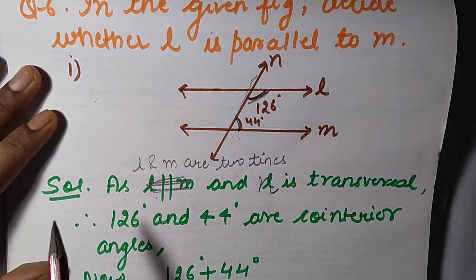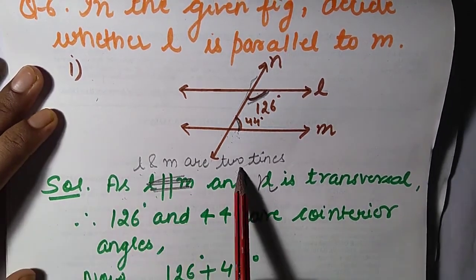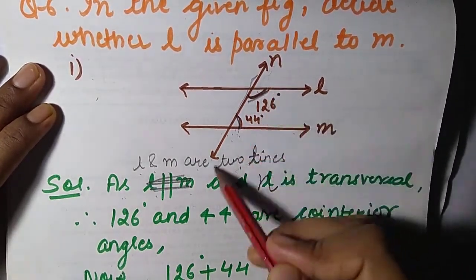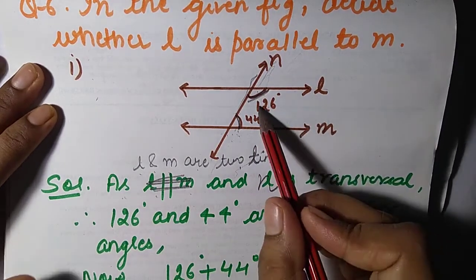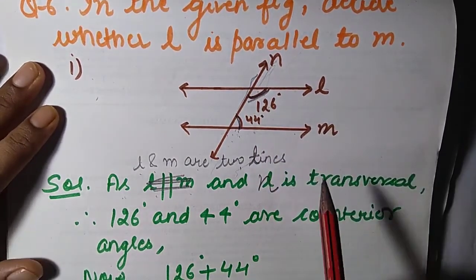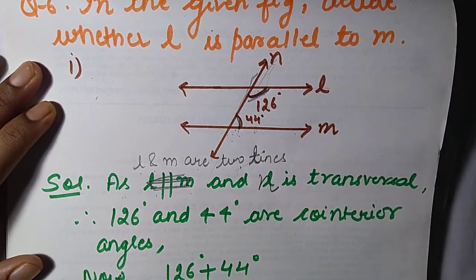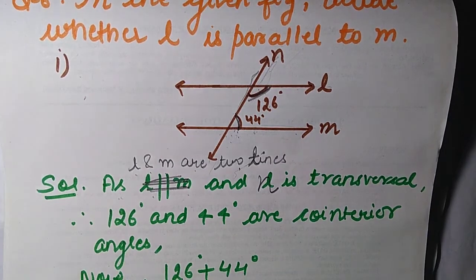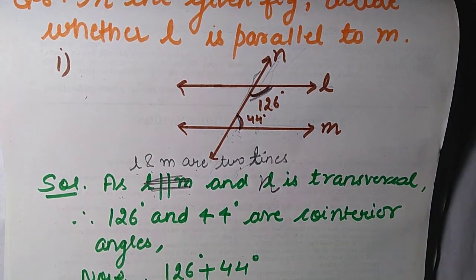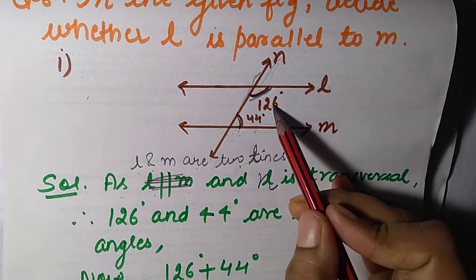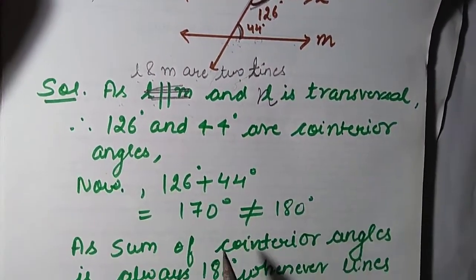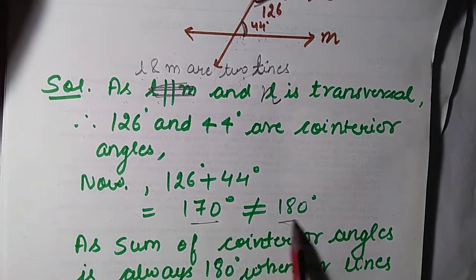So L and M are 2 lines and N is acting as a transversal. So I will sum these angles, and these are co-interior angles. If their sum comes out to be 180, then we can say the lines are parallel, otherwise not. You have to check the sum of co-interior angles. If it is 180, then lines are parallel, otherwise no. So I will check their sum. 126 plus 44 degree will give you 170 degree. That is not equal to 180 degree.